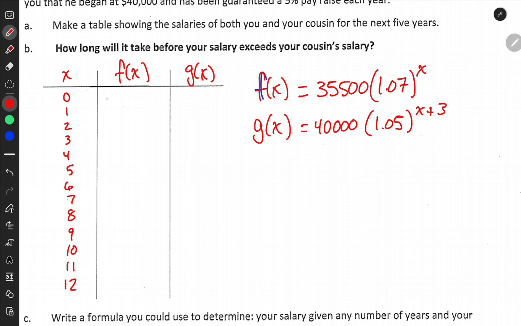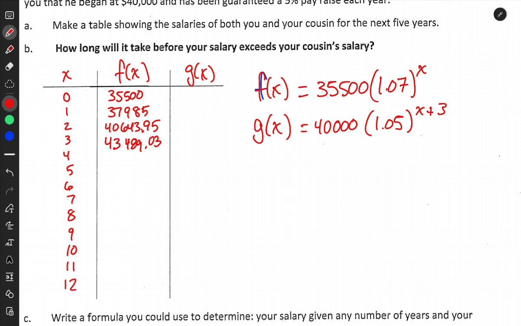So you started at 35,500, and then at year one you went to 37,985, and then the next year you're at $40,643.95. And then the next year you are at $43,489, and I'm going to round that to 3 cents.